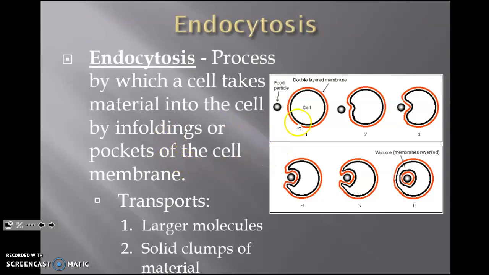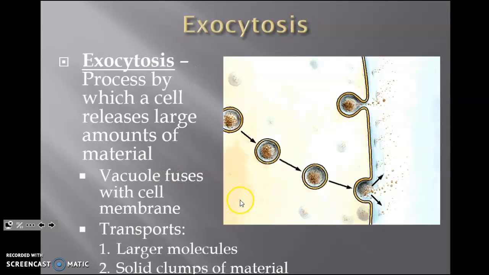Endocytosis is when a cell takes something into it, kind of like white blood cells. It takes something inside and it kills it. That's endo. Endo means inside. So it's taking something into the cell, and it requires energy and active transport for that to happen.